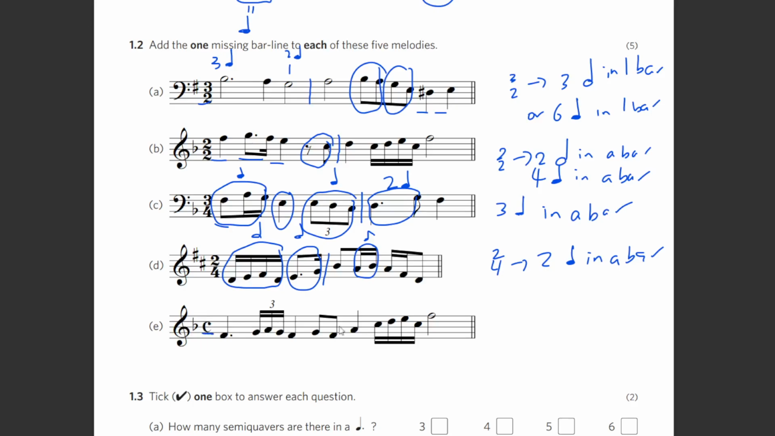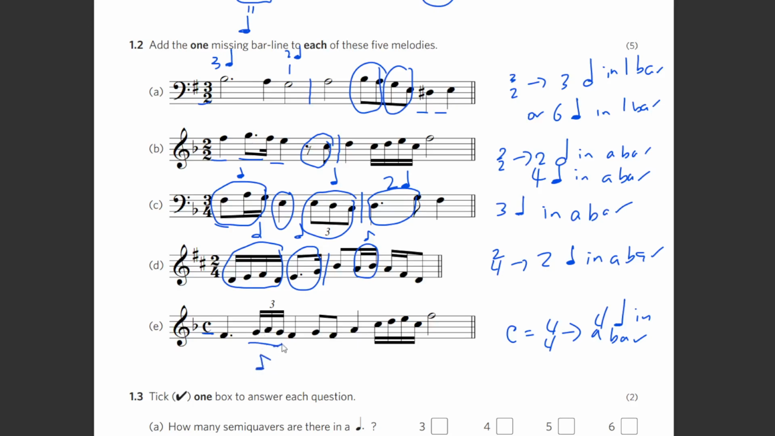Next, we have 4/4 time. 4/4 time means 4 crotchet beats in a bar. Now, this triplet is equal to a quaver.